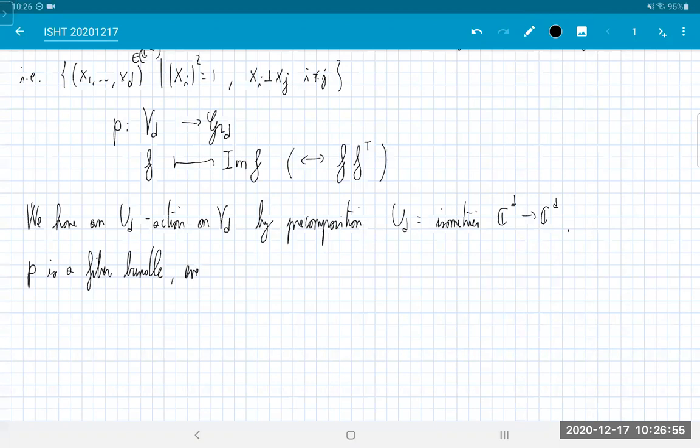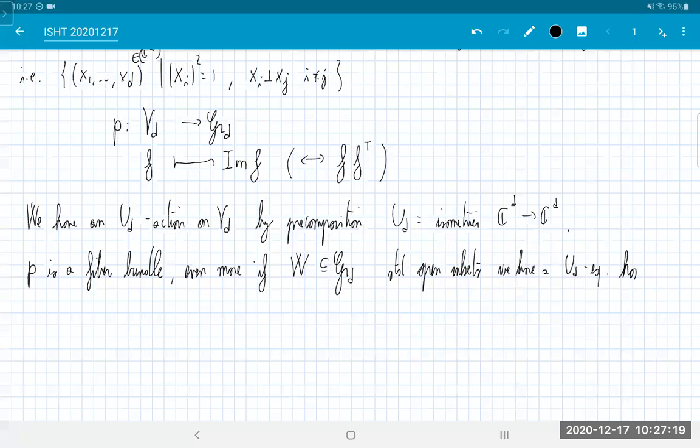And even more, if W is one of the standard open subsets that I described last time, we have a UD equivariant homeomorphism, UD times W to P inverse of W.